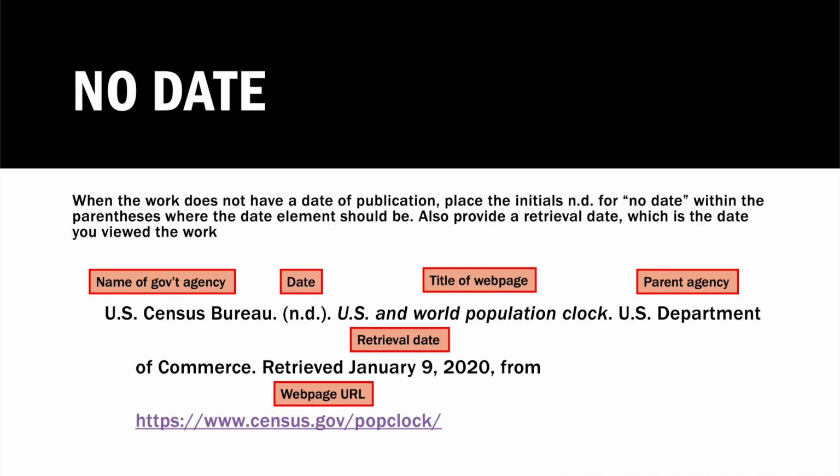Then you have the title of the web page, which is featured in italics, the parent agency, which is the U.S. Department of Commerce, and then at the very end there, we have the retrieval date. This was viewed on January 9th, 2020. So we have written retrieved January 9th, 2020 from, and the URL for the web page is featured after the from. Please pay attention to the punctuation that is featured in your citations because the punctuation is usually an indication that you're moving from one piece of information to the next, such as moving from an author to the date.